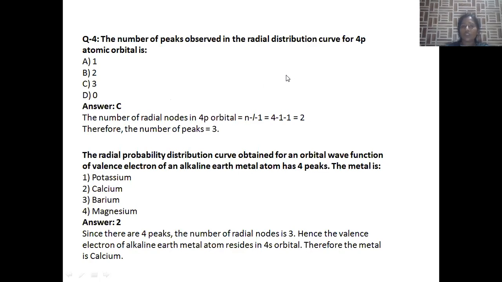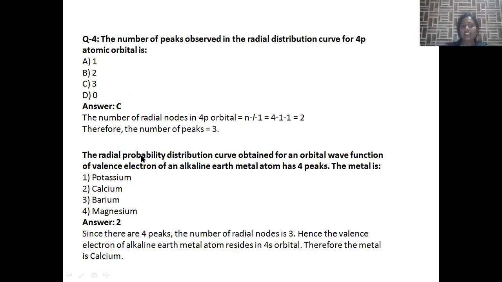When 2 radial nodes are present, the number of peaks will be 3, because the number of nodes is 2. That's why we have to add one more to the number of nodes to get the peaks. So the number of peaks is 3. Option C satisfies this statement.